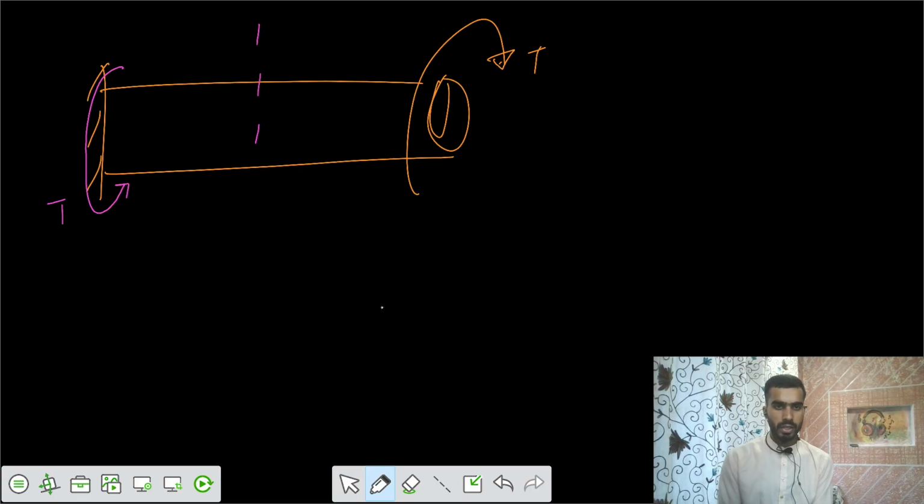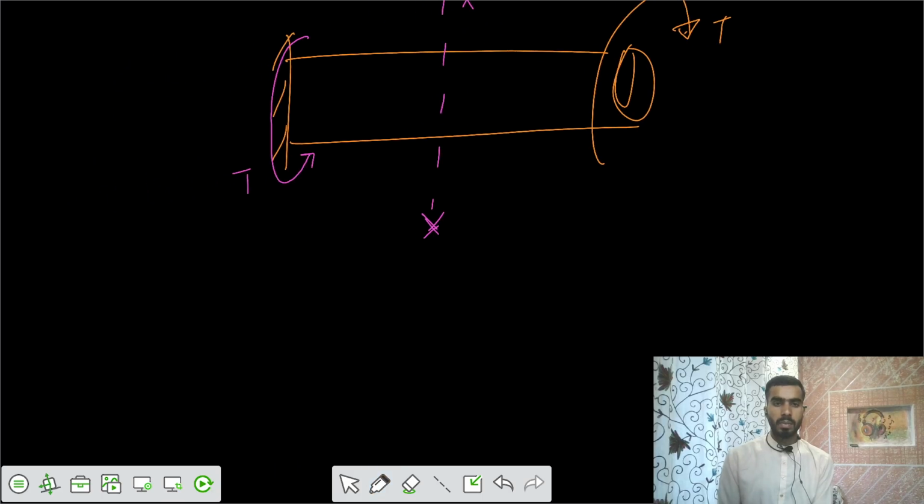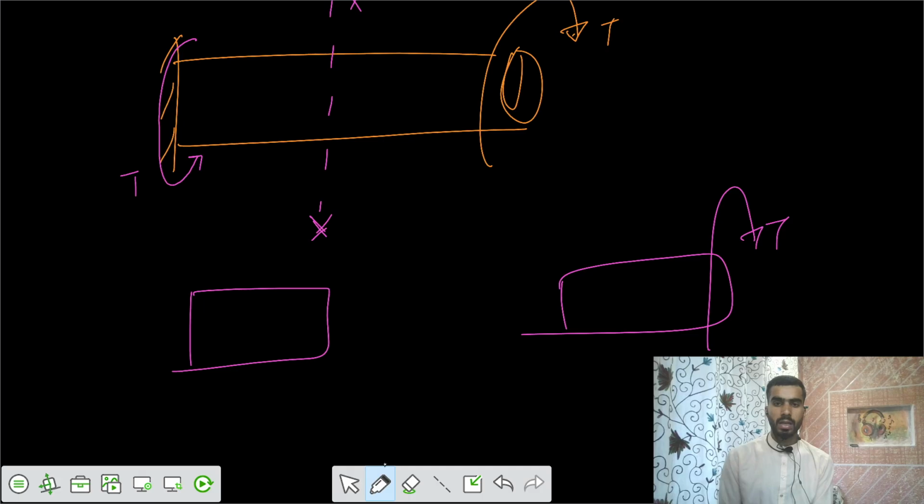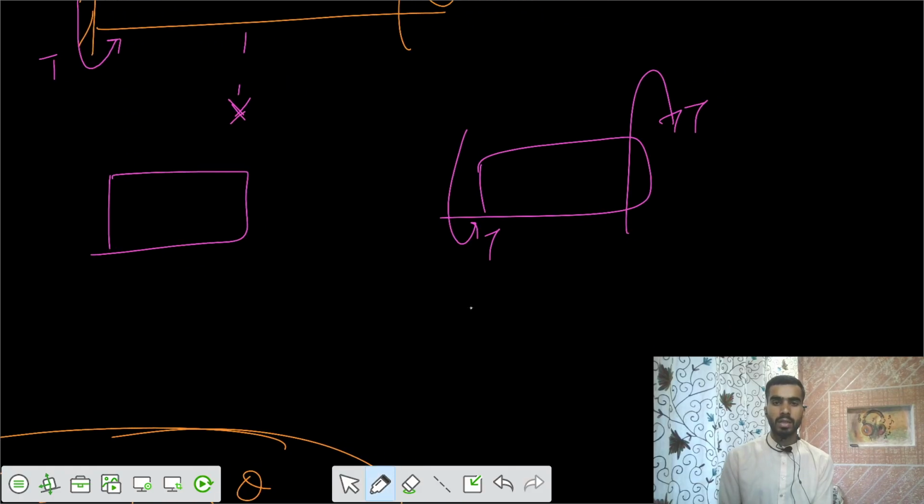Now you take any cross section, any section along the x-axis, and analyze that section. Let's make a free body for that section. You say this is your first section and this is your second one. You are applying a torque here. There should be something to balance it. Let's call this a resisting torque, an internal torque. Similarly, from the other side, you are applying a T. There should be some resisting torque here. That should be, I think, anti-clockwise.